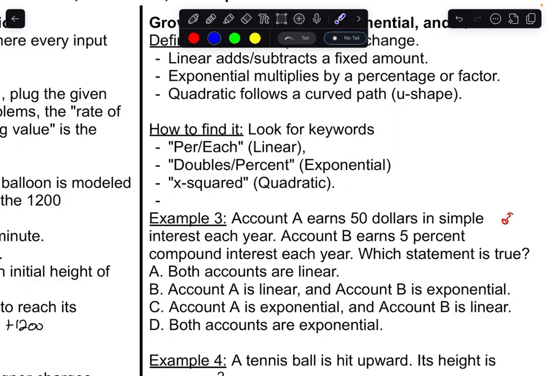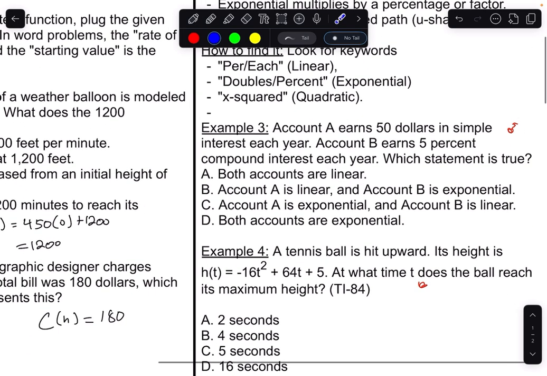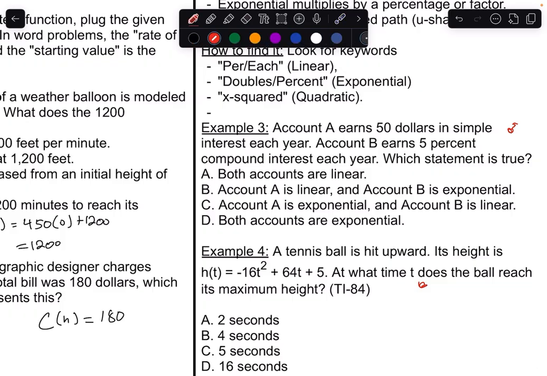And then quadratics are your curved path. This will be like your real-world situations: you take a ball, you throw it up in the air, and whatever goes up has got to come down. We'll talk about that here on example number 4. In this case, off the bat, number 3 is simply a definition question. These are exponential. Interest or compound interest is shown by an exponential equation.